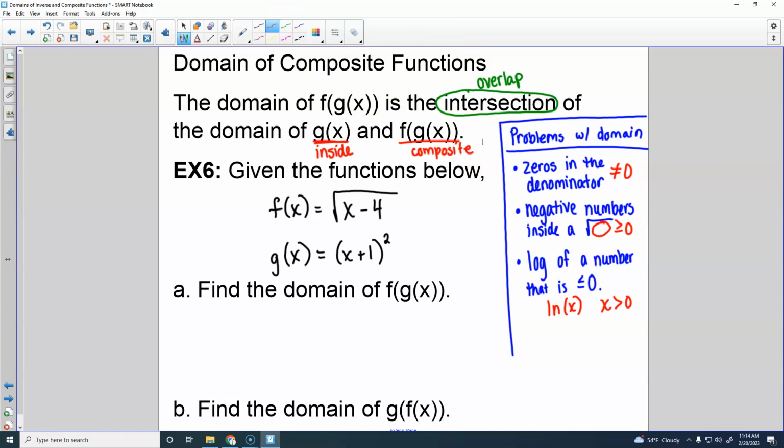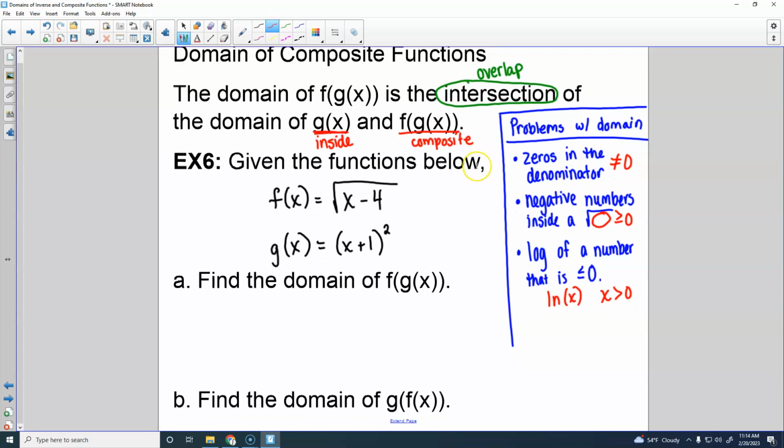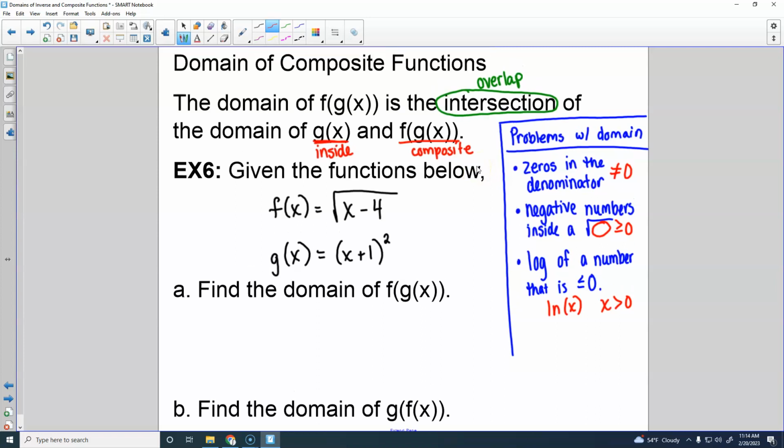We don't consider f by itself. So you're going to look at the inside function, and then you're going to look at the whole thing when it's put together. All right, so if we are finding the domain of g of f of x, the first thing we have to look at is the domain of g of x.